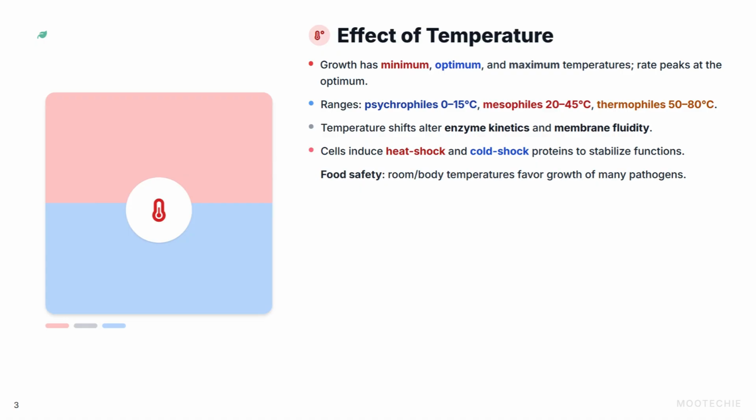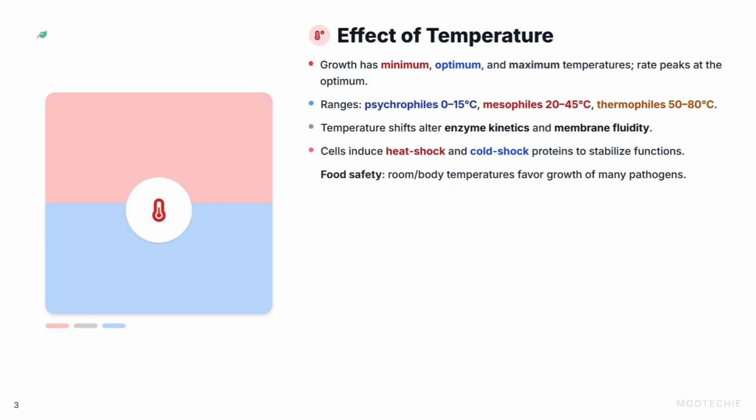Effect of temperature. Bacterial growth has minimum, optimum, and maximum temperatures. The growth rate peaks at the optimum. This means that for every bacterial species, there's a temperature sweet spot where it grows fastest, and going too far below or above that range will slow or stop growth entirely. Ranges are categorized. Psychrophiles grow between 0 and 15 degrees Celsius, mesophiles between 20 and 45, and thermophiles between 50 and 80. These groups have adapted their cellular machinery to function best within these specific thermal windows.